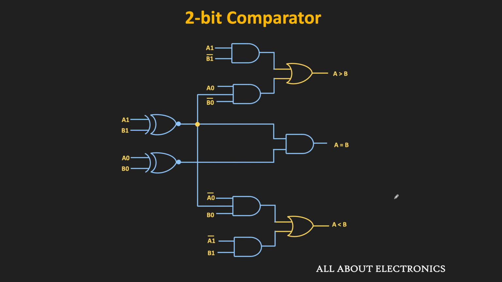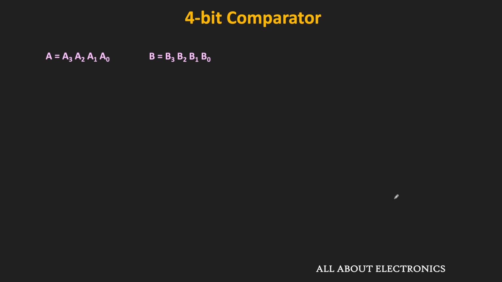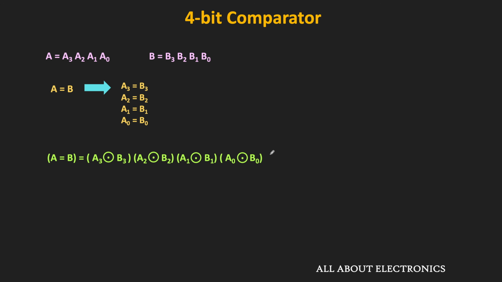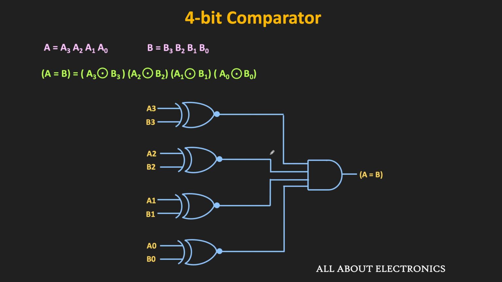Similarly, let us see the design for the 4-bit comparator. For the 4-bit comparator also, the algorithm will remain the same. First, let us see the logical expression for A is equal to B. We can say that the two numbers are equal when all the bits of the two numbers are equal. And this is the logical expression for A is equal to B. That means using 4 XNOR gates followed by a 4-input AND gate, we can design the logic circuit for A is equal to B.